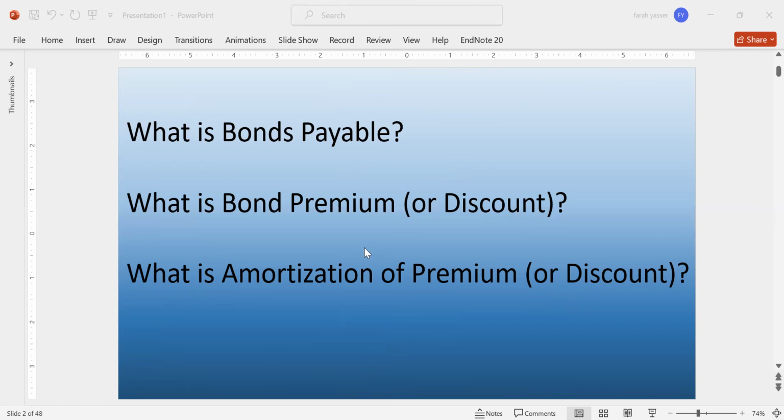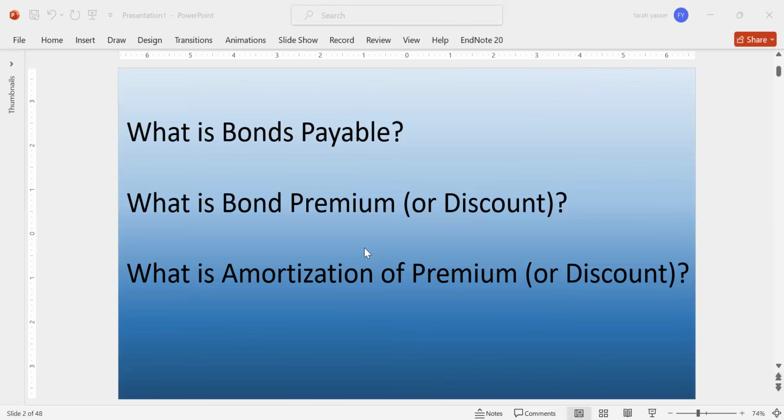Moreover, the company also agrees to pay a periodic interest payment. So, what is a periodic interest payment? Periodic means it may be a yearly payment, a quarterly payment, a semi-annual or a monthly payment. These interest payments are also known as coupon payments. And the company promised to pay bondholders until the bonds mature.